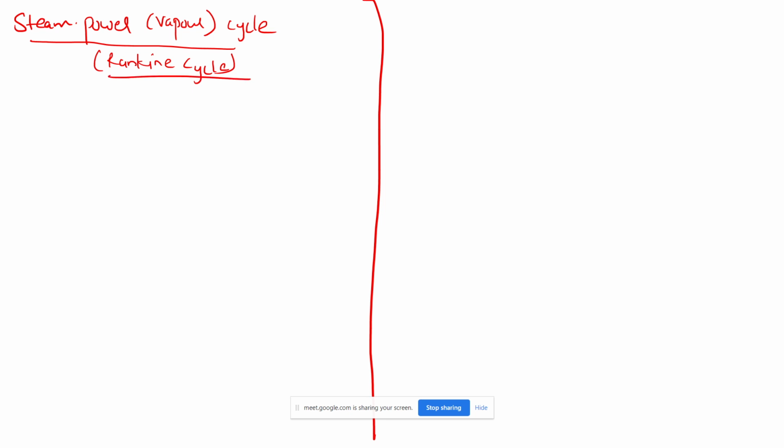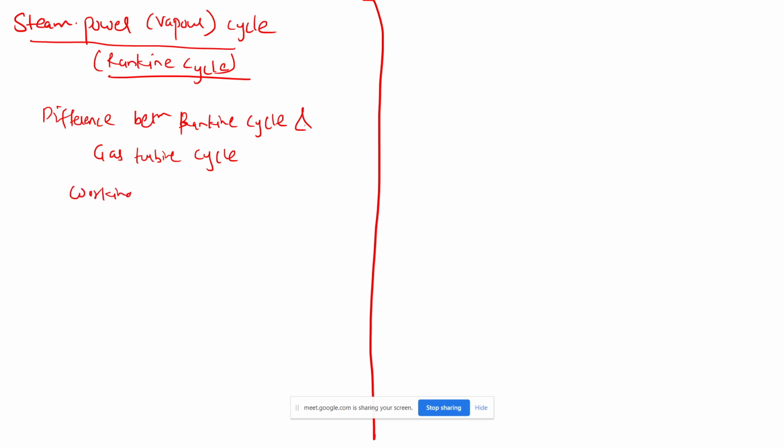So can any one of you differentiate what is the difference between a gas turbine cycle and a Rankine cycle? Major difference. Rankine cycle operates on a two-phase material. Rankine cycle works on steam, whereas gas turbine cycle works on combustion of gases. Yeah, it is right. The major difference is the working fluid.